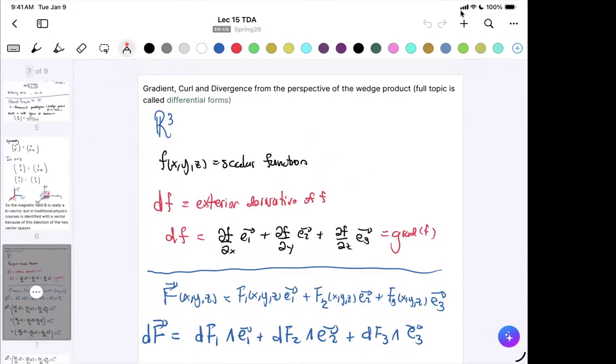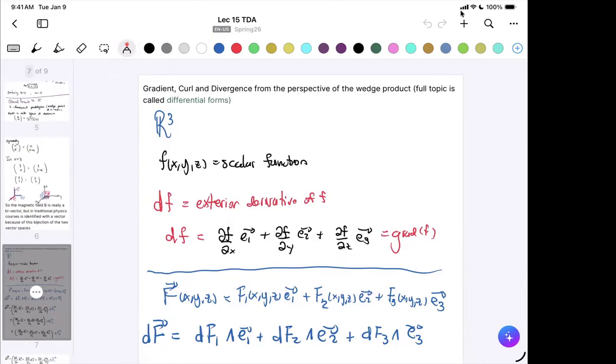So again, just to relate this to what you do in Calc 3: when you had a function of three variables, like a function of x, y, and z, what you would like to find is the gradient, right? The gradient of that function is just the partial derivative with respect to x in the x direction, the partial derivative with respect to y in the y or j direction, and the partial derivative with respect to z in the z direction, or the unit vector k.